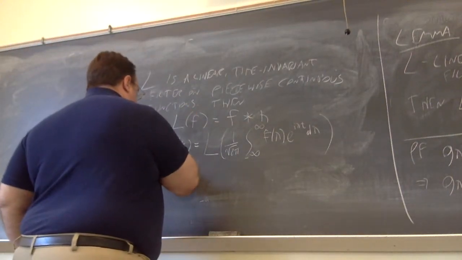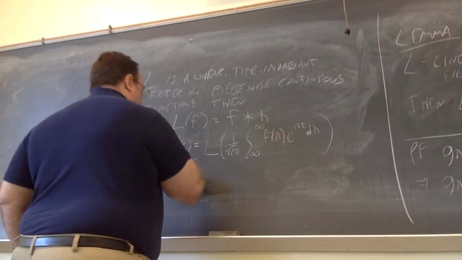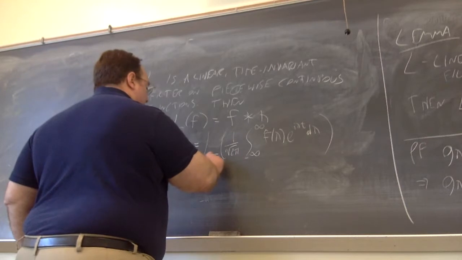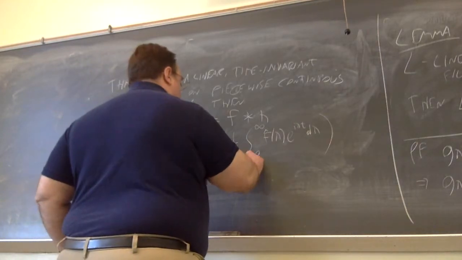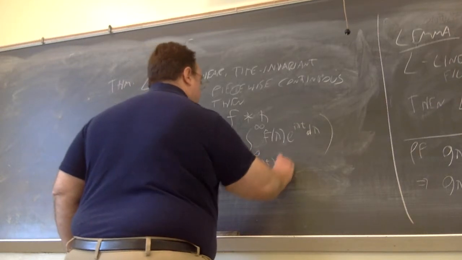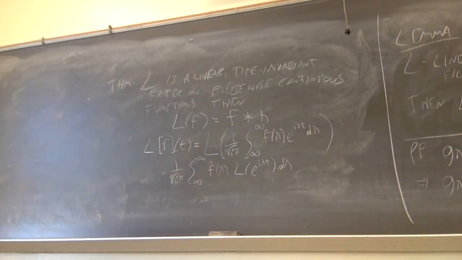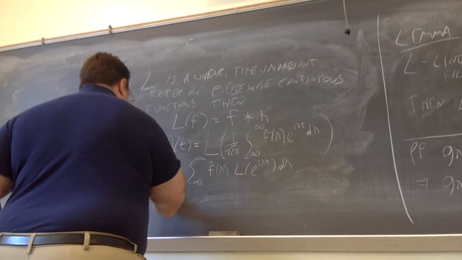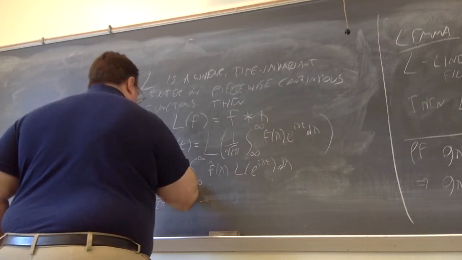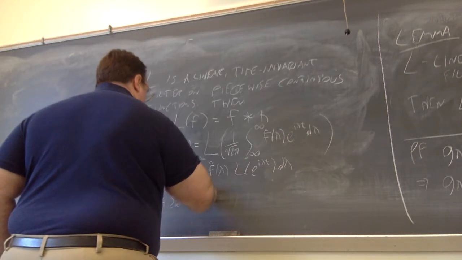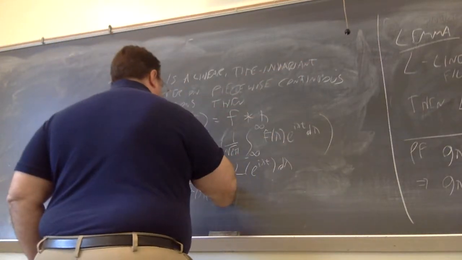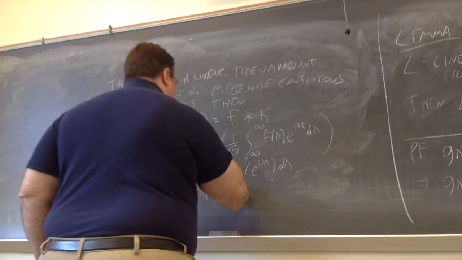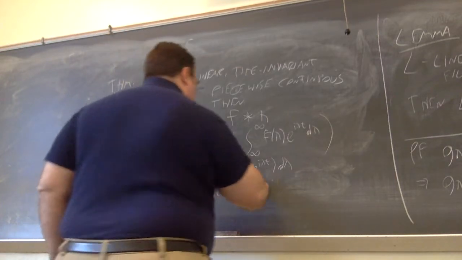So now I have 1 over square root of 2 pi, integral from minus infinity to infinity, f hat of lambda, L of e to the I lambda t. So now I can apply the filter to just e to the I lambda t. And by the lemma, I can write that. So I have 1 over square root of 2 pi, integral from minus infinity to infinity, f hat of lambda, and now that, by the lemma, gives me square root of 2 pi, h hat of lambda, e to the I lambda t.